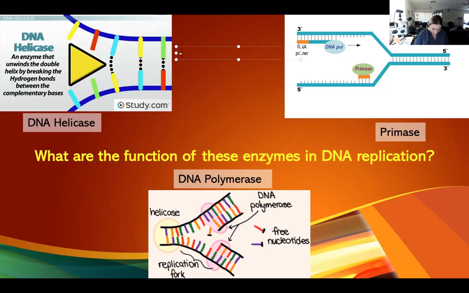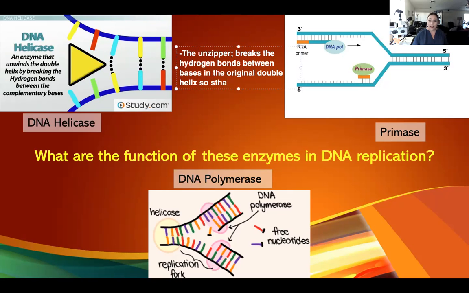So let me summarize that for you. The unzipper breaks the hydrogen bonds. I know you can't see this, so, oh yeah, you can. Thought I was gonna have to move it. Breaks the hydrogen bonds between bases in the original double helix so that the daughter strands can be produced.